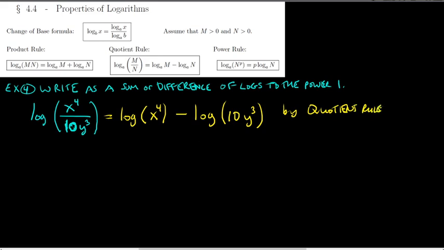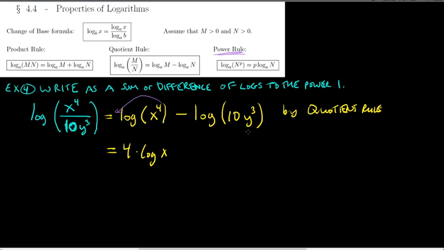Now what? Well, now you might think, okay, I can bring this 4 in front, because that's the power rule here. And yeah, you can do that. So this is going to be 4 times log of x. And that's by the power rule.